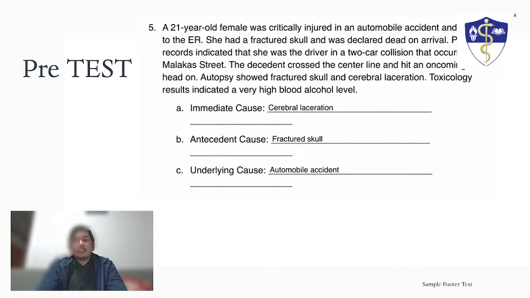Fractured skull, declared dead on arrival. So there's blunt force trauma, a critical injury. Records indicate that she was the driver. Okay, driver in the automobile accident. Driver of a car in a two-car collision. That's much better. A driver of a car in a two-car collision. That's how I would write the underlying cause. You're going to learn that later.